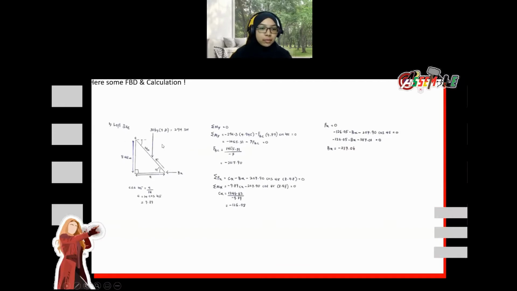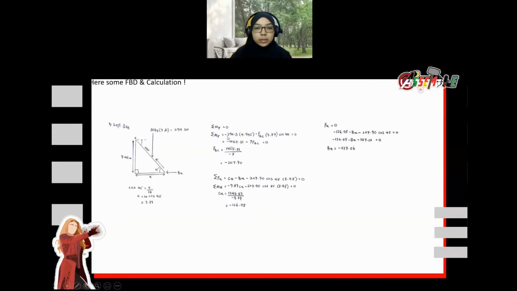So this is a free body diagram of the left side, which represents the left stair. We assume the stair weight is 30 kilograms. So 30 kilograms times 9.81 equals 294.3 Newton. Next, we calculate the length of A. To calculate the length of A, we use the Pythagoras theorem, and we got the value 9.89 meter.